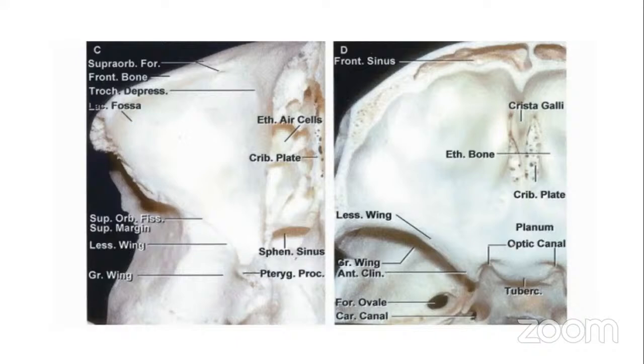So the roof is formed anteriorly by the frontal bone and by the lesser wing of sphenoid posteriorly. The lacrimal fossa is a depression in the anterior lateral part of the roof in which the lacrimal gland sits. There is another small depression on the anterior medial part. So here you can see the lacrimal fossa at the frontal bone, while the depression in the anterior medial part of the roof serves as the attachment of the trochlea for the superior oblique muscle.